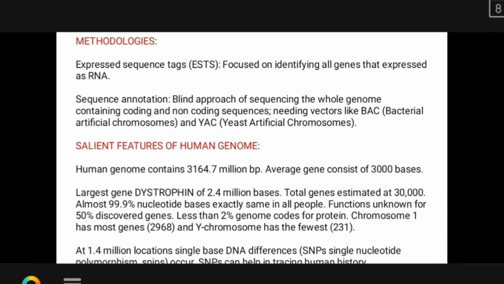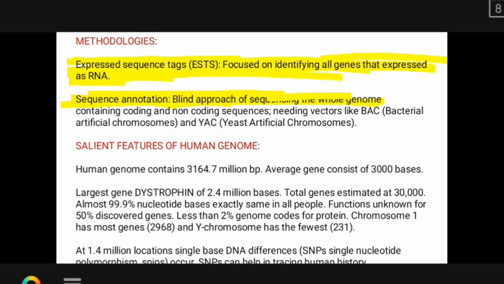Methodologies. There are actually two methodologies. One is expressed sequence tags. It focused on identifying all those genes that were expressed as RNA, and this is called expressed sequence tags. It is highly specific. But there is another one, that is sequence annotation. It is a blind approach of sequencing the whole genome, containing the coding as well as non-coding regions, needing vectors like BAC, that is bacterial artificial chromosome, then YAC, that is yeast artificial chromosome.